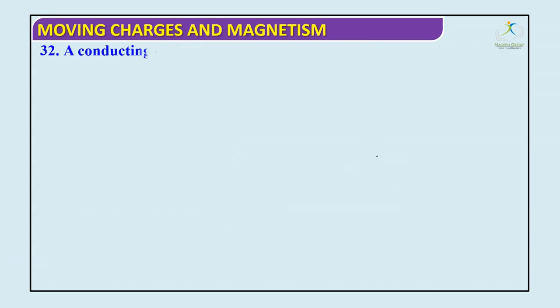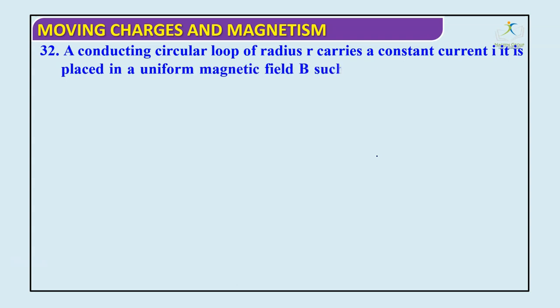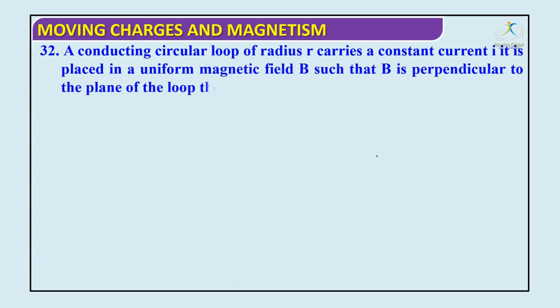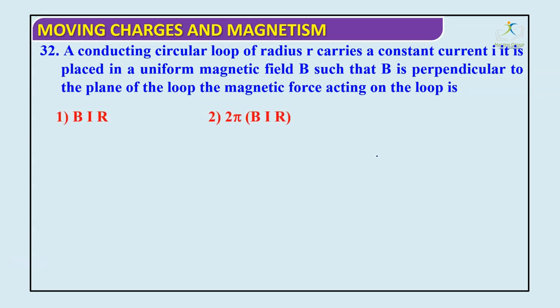Moving ahead with the next question. A conducting circular coil or loop of radius r carries a constant current I. It is placed in a uniform magnetic field B such that B is perpendicular to the plane of the loop. The magnetic force acting on the loop is? We have options: BIR, 2 pi BIR, 0, pi BIR. The correct answer for this question is 0.